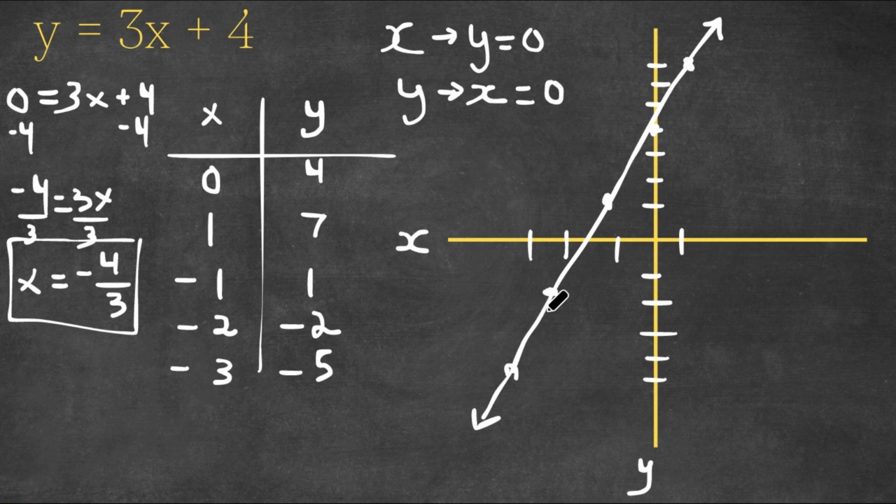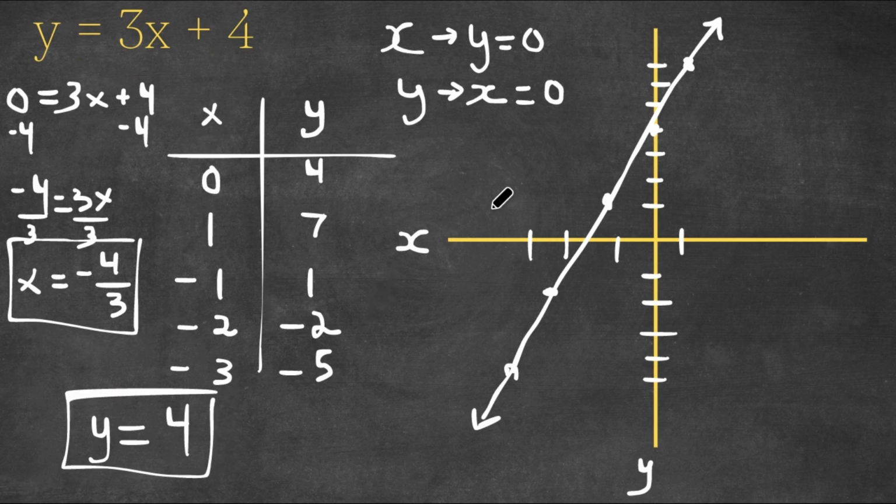Negative 4 over 3. And for our y-intercept, we simply have to plug in x equals 0. So if we plug in x equals 0, we get y is equal to 3 times 0, which is simply 0, so y equals 4. And it's as simple as that. Our y-intercept is 4. So that's how you find the values of the x and y-intercepts from an equation, and that's essentially what x and y-intercepts are: the points where the line intersects the axes on the graph.